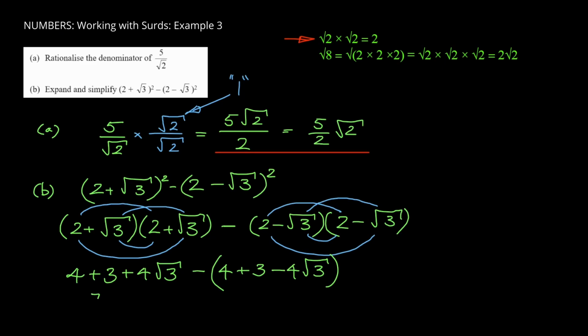4 plus 3, 7, plus 4 root 3, minus 4 plus 3 here makes 7, so this is going to be negative 7. And this negative 4 root 3 will be turned positive by the minus sign outside the bracket, so this is plus 4 root 3. Hopefully you can see that the 7s cancel each other out, and we are left with, effectively, yes, 4x plus 4x, making 8x, so this is 8 root 3. And that will be your answer.